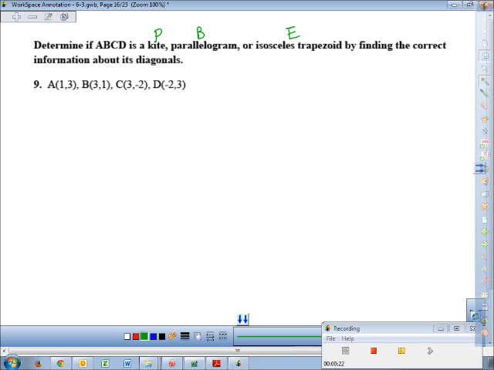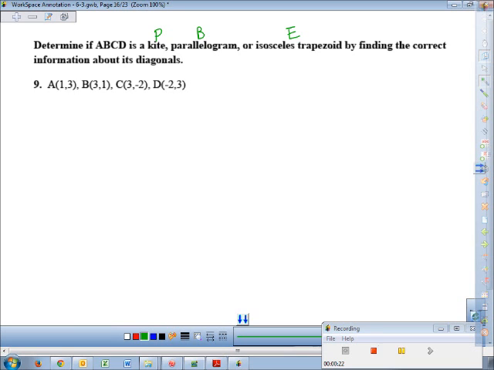It's like this is either only a kite, it's only a parallelogram, or it's only an isosceles trapezoid. You with me on that? There's no overlapping. There's not going to be a rhombus come out of this. There's not going to be a rectangle. There's not going to be a square. It's just one of these three things. All we got to do is some algebra to see which one of those three things it is.